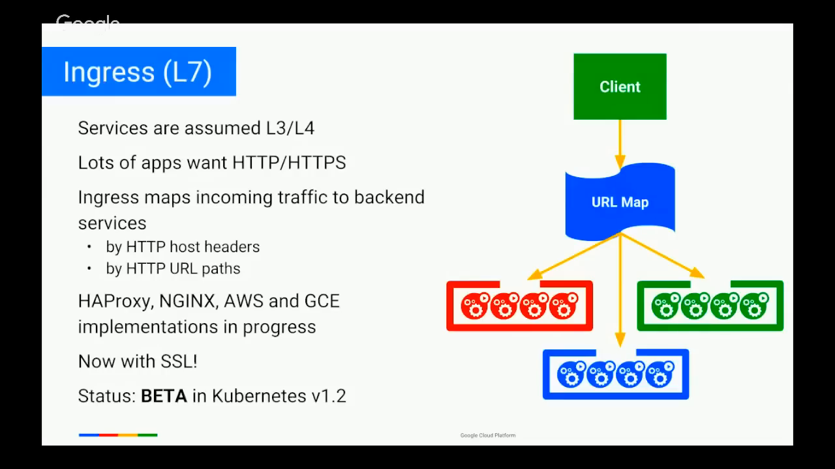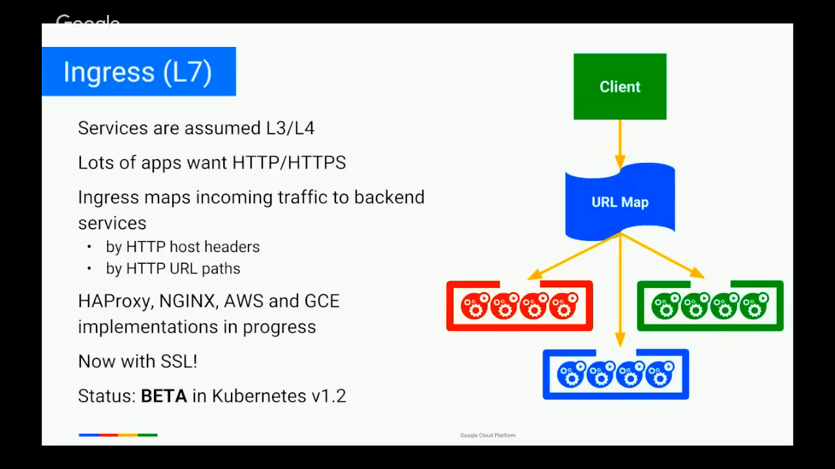So what's new is this new object called Ingress. Ingress is an L7 load balancer, which you can now set up on top of services, and you can configure it in all the ways you're used to with an L7 load balancer. You can have host mappings, you can have URL path mappings, you can have TLS, which is new in this version, and you can use an arbitrary set of backends.